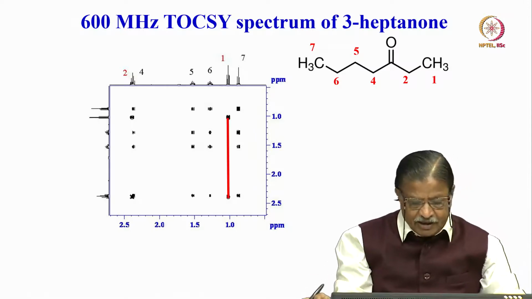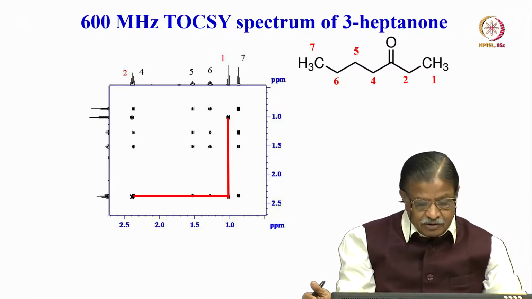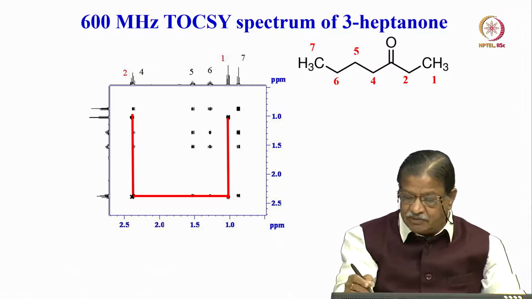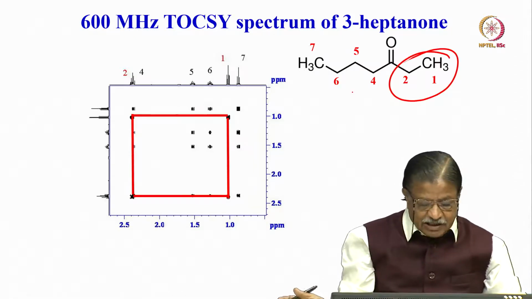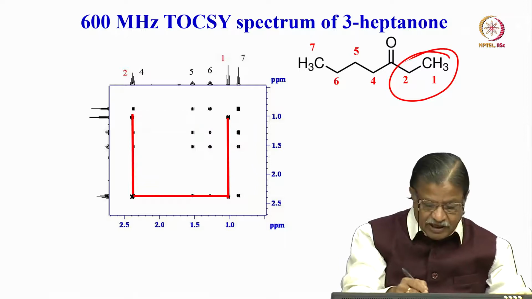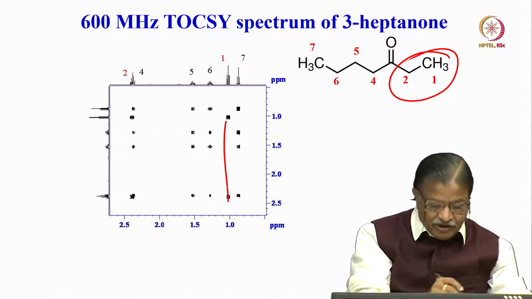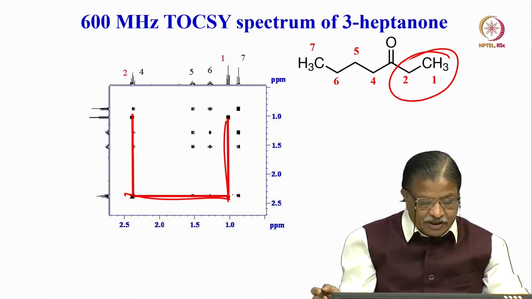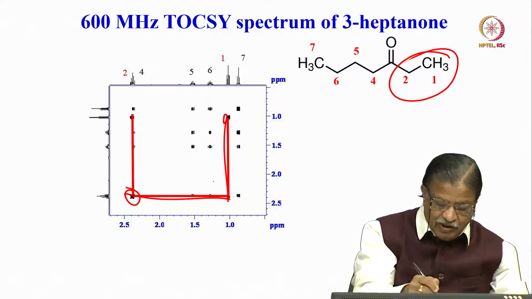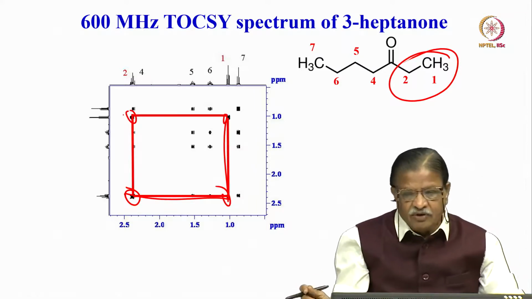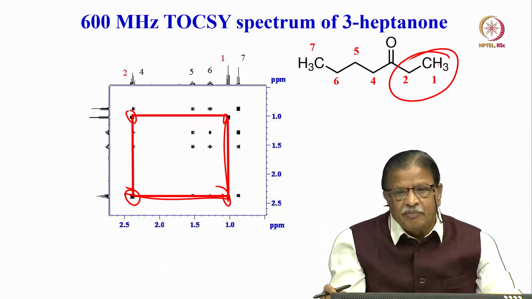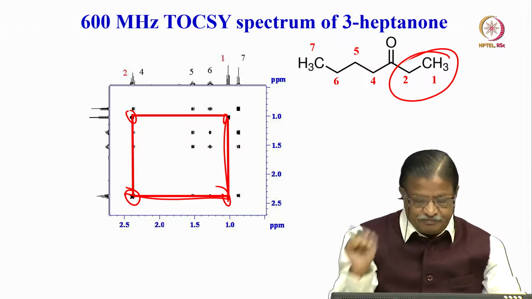For example, here 1 and 2 form a spin system, see, and nothing else is coupled here. You will not see any peak either in the F1 dimension or in the F2 dimension, only 2 peaks are there. These 2 are diagonals and only 1 cross peak is there. So, that means 1 and 2 are coupled, that forms a spin system.